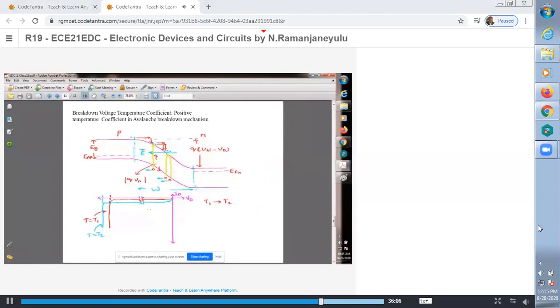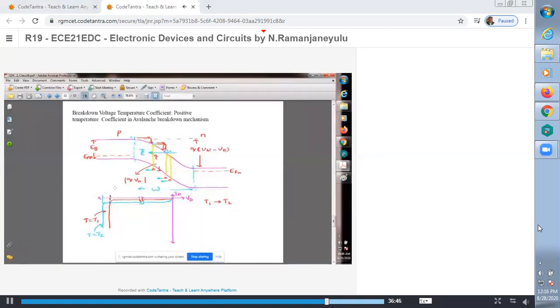Now in the avalanche case, the red line is at T equal to T1 and the blue line is at T equal to T2. What is the meaning here? As temperature increases, breakdown voltage also increases. Due to rupturing of covalent bonds within the depletion region, energy loss takes place, and once that happens the breakdown voltage increases. Suppose previously breakdown occurred at 70 volts; now breakdown occurs at 80 volts.